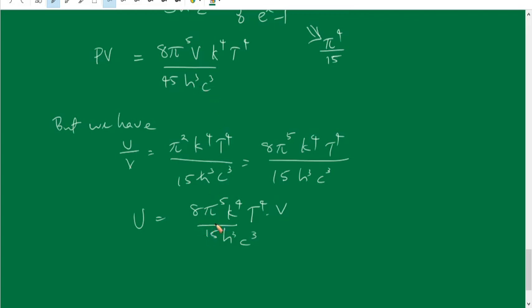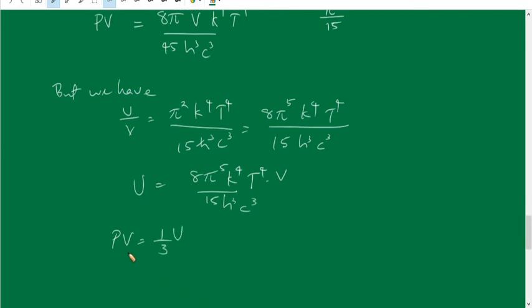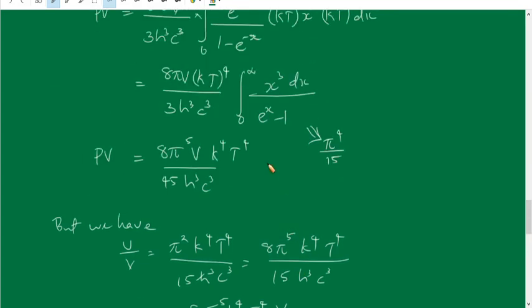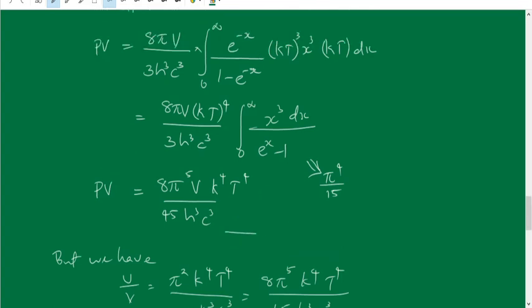Here PV is equal to one third of the internal energy, the total energy of the cavity. So the pressure of the radiation is equal to one third of the energy density of the cavity. This is the expression for radiation pressure. We have derived radiation pressure.